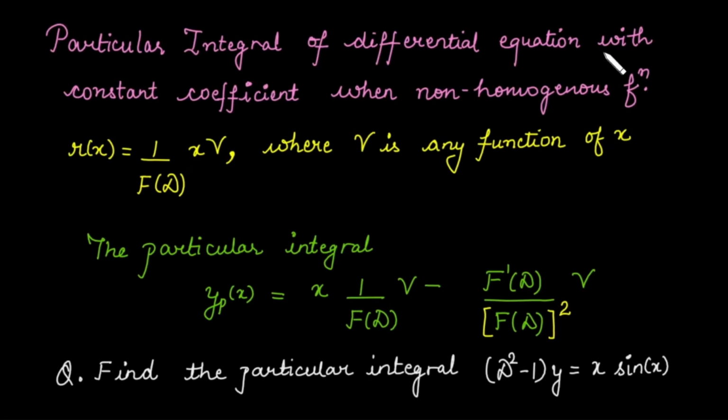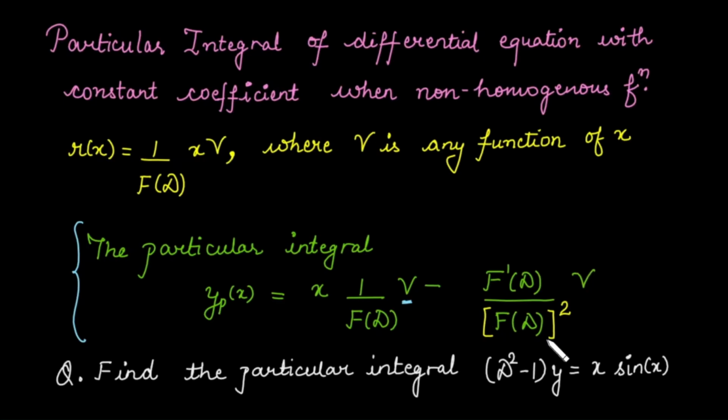The particular integral of a differential equation with constant coefficients, whenever the non-homogeneous function is of the form x times some function of x, is evaluated with the help of this formula. It says keep x as it is, take the operator form over the function of x, that is V, minus the derivative of the operator with respect to D divided by the operator squared, into whatever the function of x we have in question. Take it up over here and operate this operator on this V.